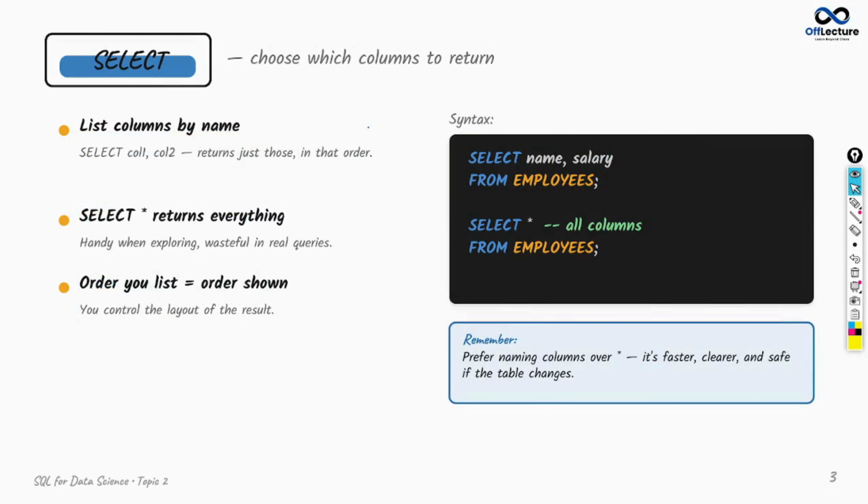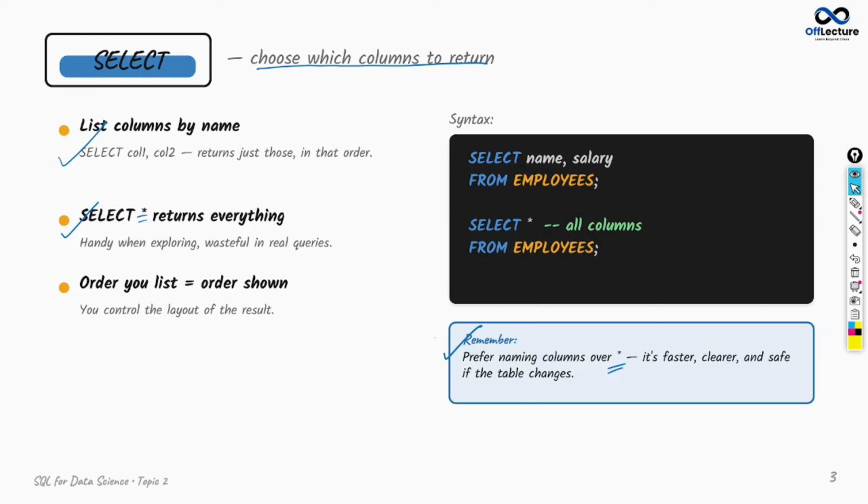The select statement decides which columns come back, or chooses which columns you want returned in your output. You can list the columns by name, separated by commas, and they appear exactly in that order. Or you can write select star, which will return every column available in the table. Star is convenient while exploring the data, but in real queries, you should name the columns you need.